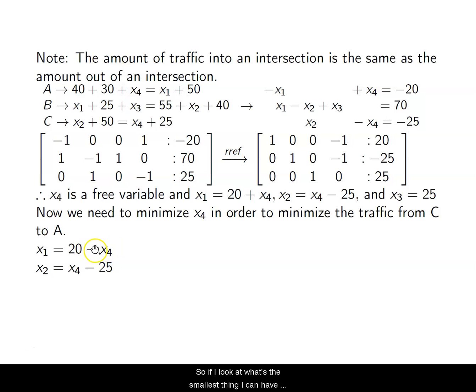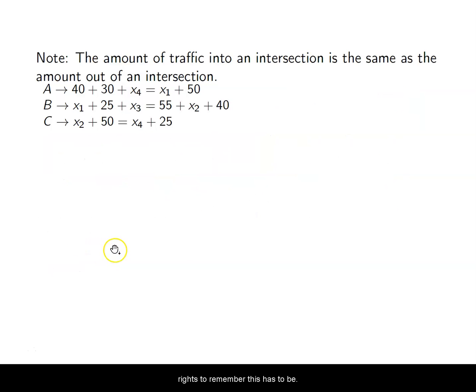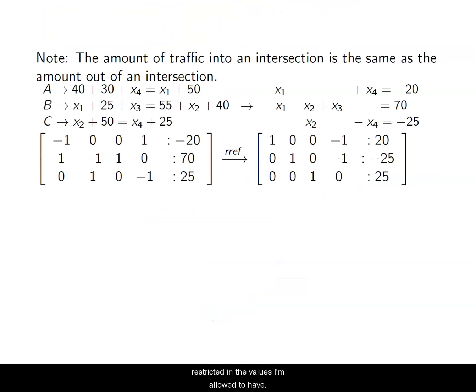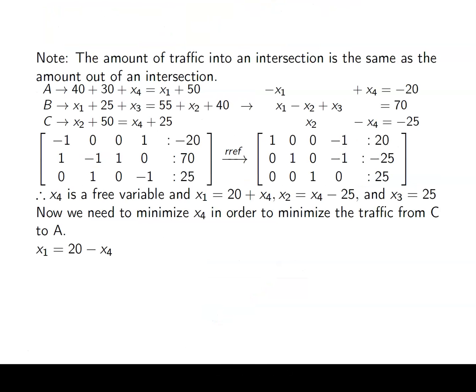So if I look at what's the smallest thing I can have, right? Remember, we're talking about traffic. This has to be a positive value, right? It has to be positive. I can't have a negative value. So I'm restricted in the values that I'm allowed to have. If this is positive, right? This isn't really going to help me out, right? Because I'm adding here. So this can just grow without bounds, okay?